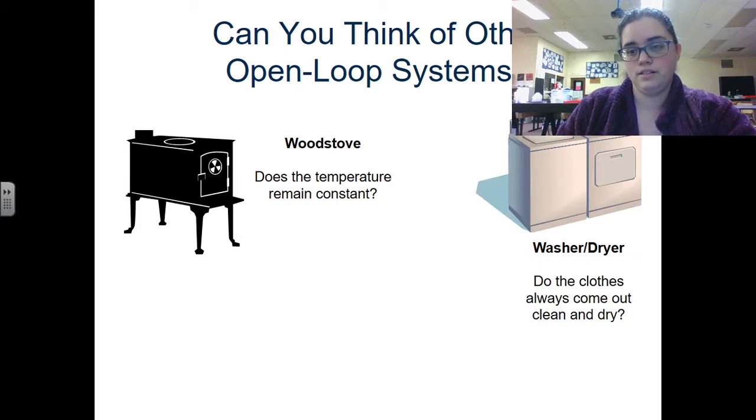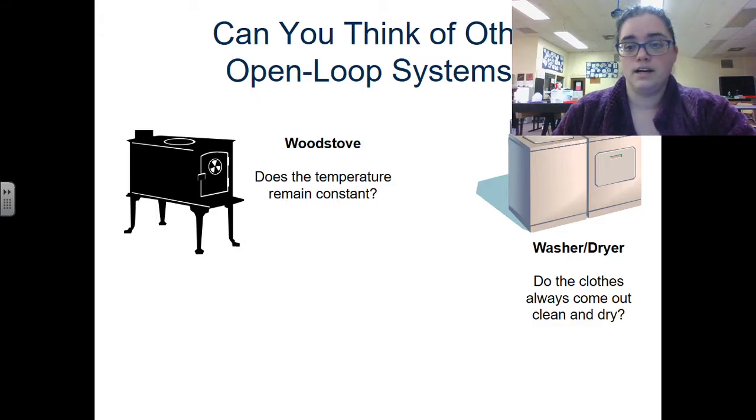Washer dryer. Do your clothes always come out clean and dry after washing and drying them? It depends on how old your washing machine is. A lot of the time you need to maybe run your washer twice if something's really dirty, or you may forget to put the right kind of stain treatment in. Your stuff might still come out stained, or you might forget to put the detergent in and it still comes out kind of gross. It might not smell very good, even if it's got the dirt washed out of it.